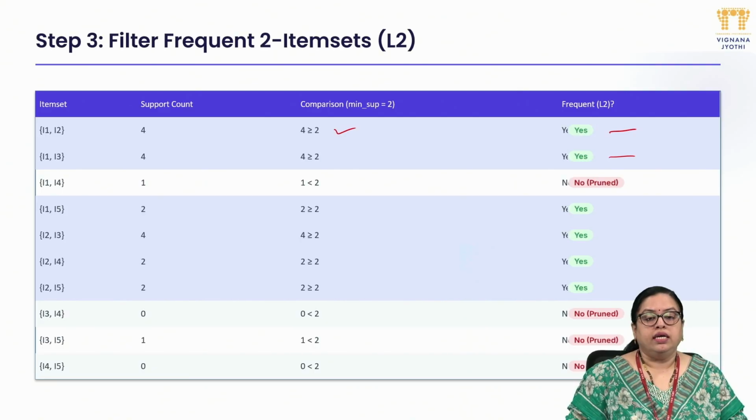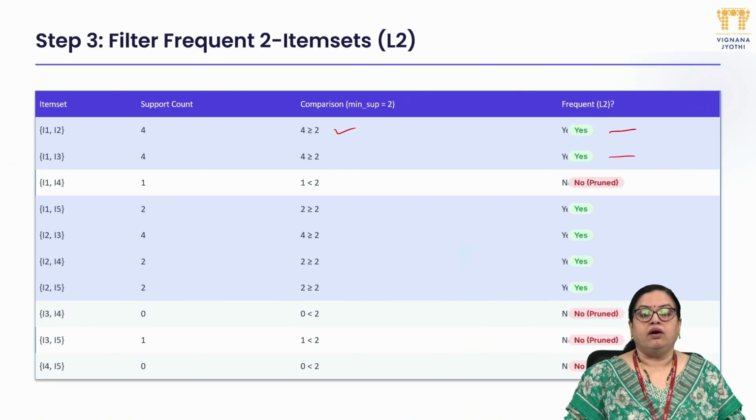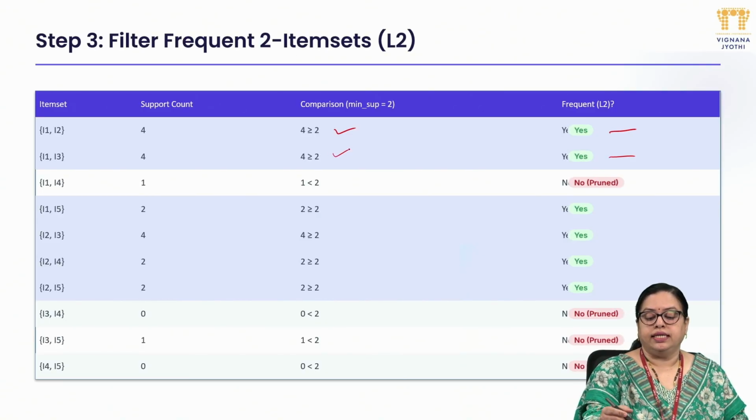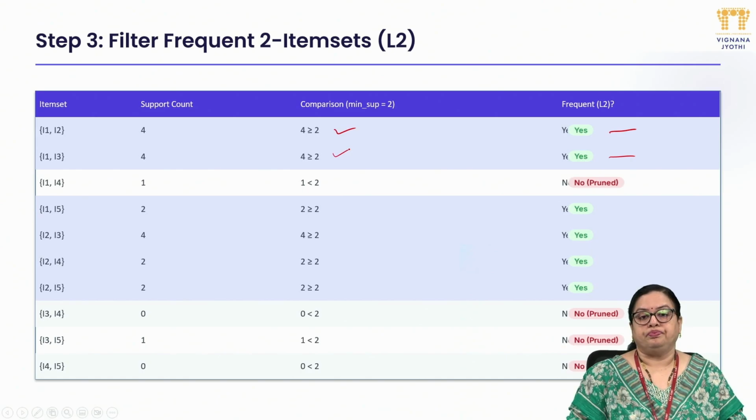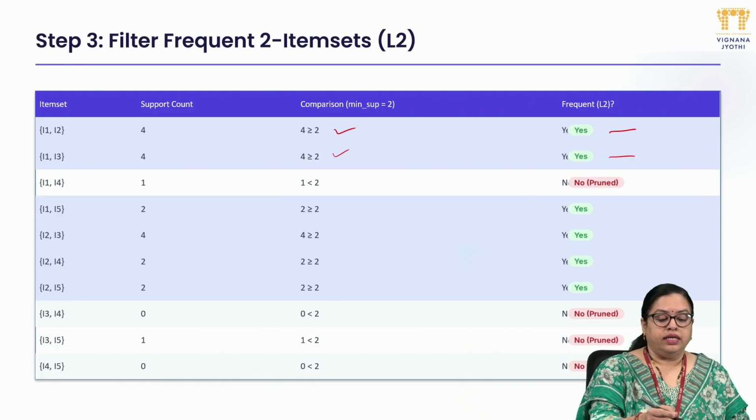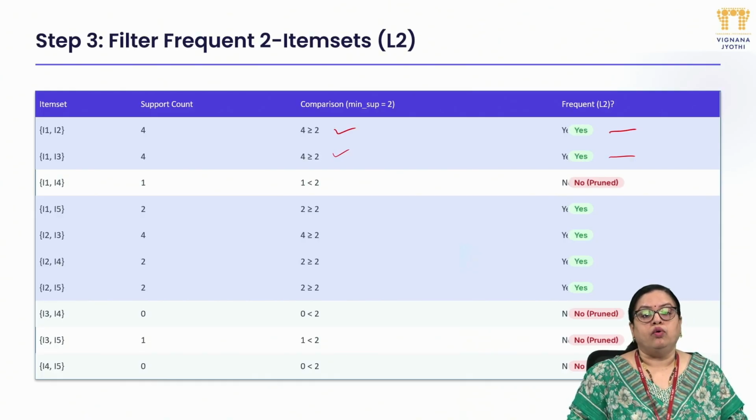So what are we doing here? For I1, I3, the support count we found for the combination is 4 times. If the combination is 4 times, it is greater than or equal to 2. So once again we consider this case as yes. Like that, we find out the support count for all the given combinations.